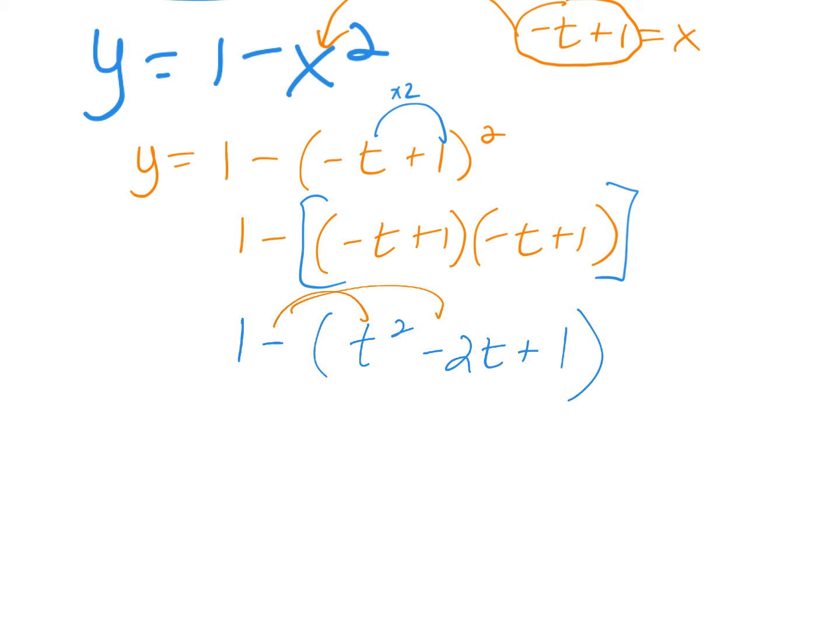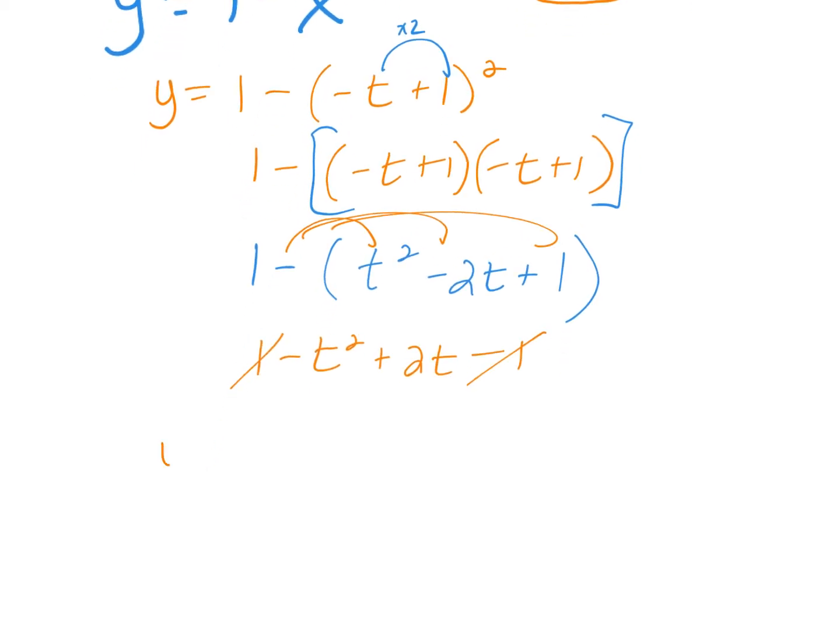Then distribute your negative. 1 minus t squared plus 2t minus 1. The 1 and the negative 1 cancel out, and I get y equals negative t squared plus 2t.